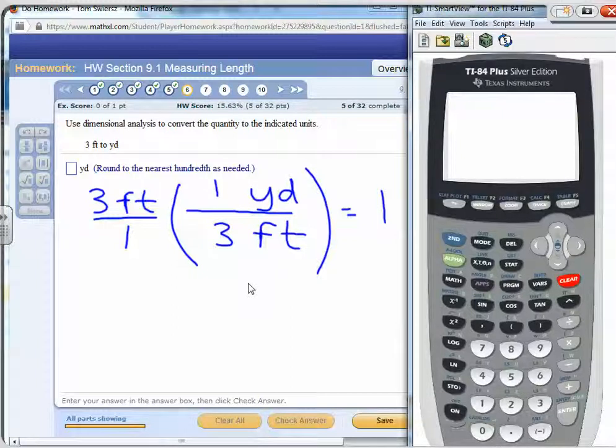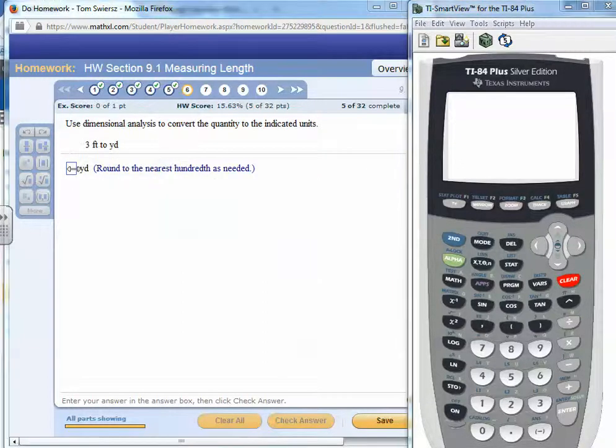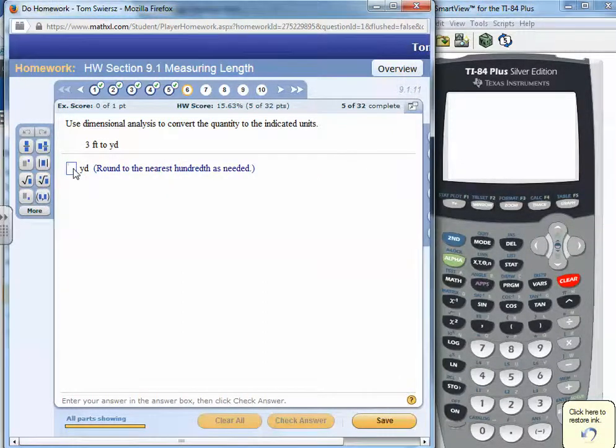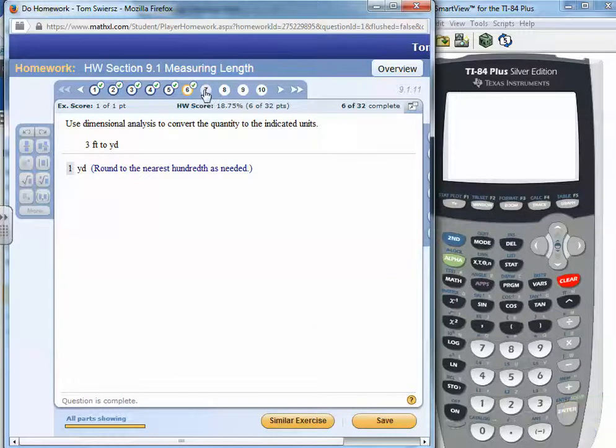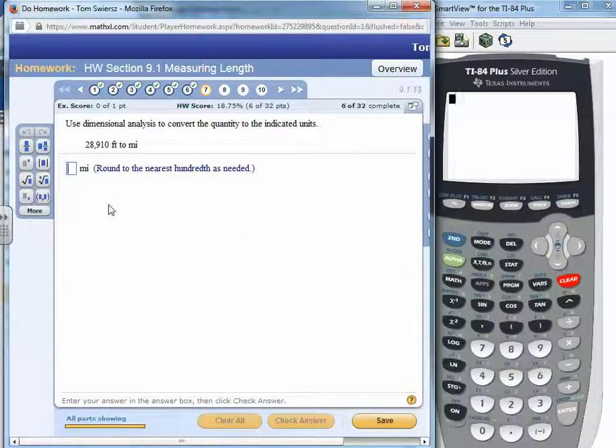But if you have a different number, you may have to go ahead and do it with dimensional analysis. You might not be able to do it in your head. It might not be that easy. All right, let's look at number 7.